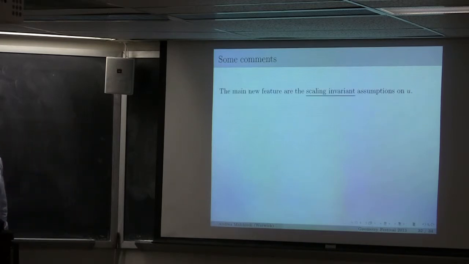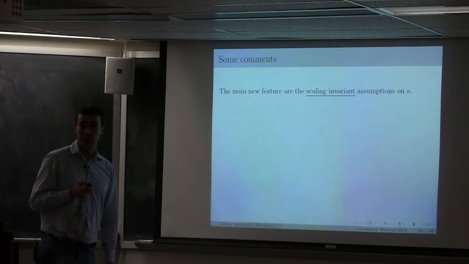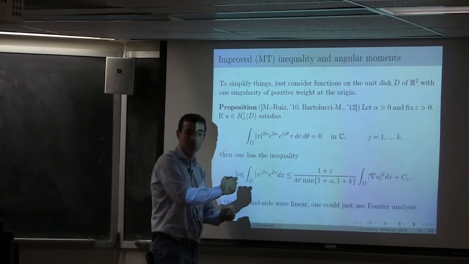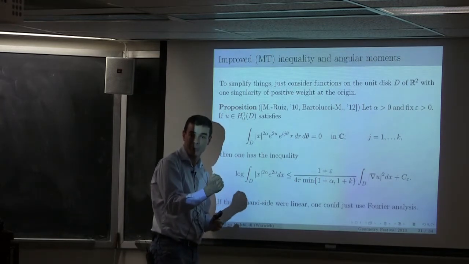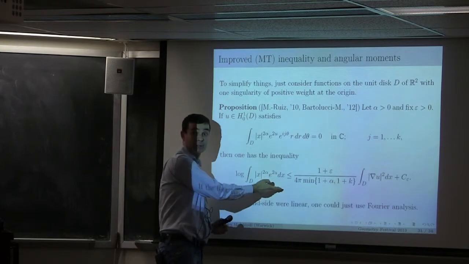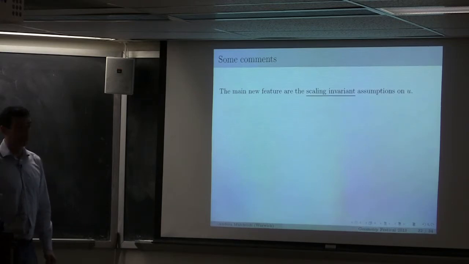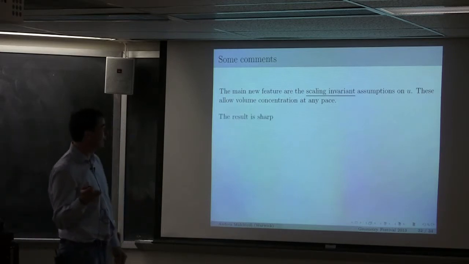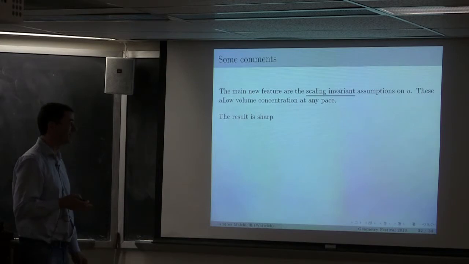Some comments. The main new feature of this inequality is that these are scaling invariant assumptions on the conformal volume. If you take your conformal factor and you dilate it, say close to the origin, it might look very much like a Dirac delta. So it's very much concentrated microscopically, but still you might get an improvement in the inequality here. So the scaling invariance is the main new feature, because you might allow any rate of concentration, and the result is kind of sharp. You find counterexamples if one of these conditions fails.